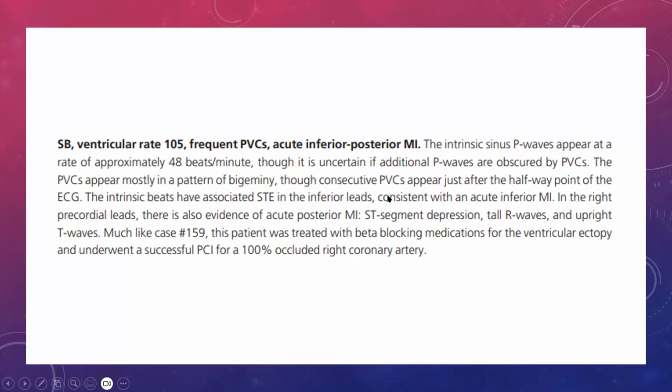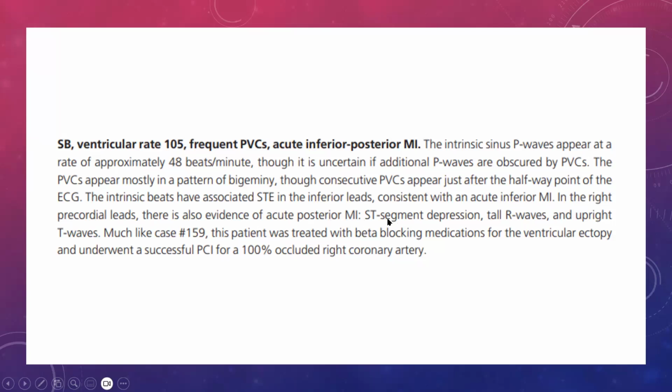Don't stress about that now. Okay, I don't want to get too much into that. Intrinsic beats. So that means those that were normal. So that's the intrinsic beat. Has an ST elevation in the inferior leads, consistent with an acute inferior MI. And in the right precordial leads, there's also evidence of an acute posterior MI, which I had mentioned.